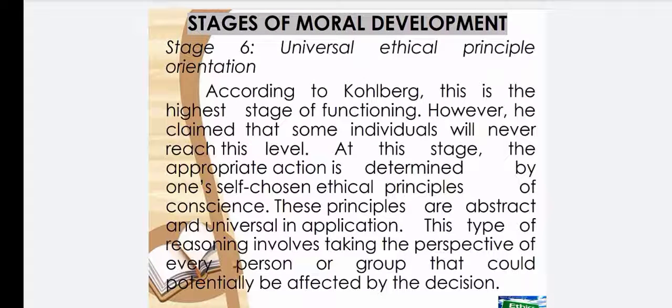Stage 6. Universal ethical principle orientation. According to Kohlberg, this is the highest stage of functioning. However, he claimed that some individuals will never reach this level. At this stage, the appropriate action is determined by one's self-chosen ethical principles of conscience. These principles are abstract and universal in application. This type of reasoning involves taking the perspective of every person or group that could potentially be affected by the decision.